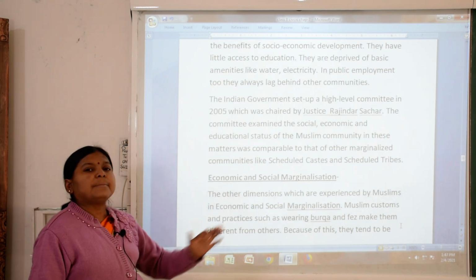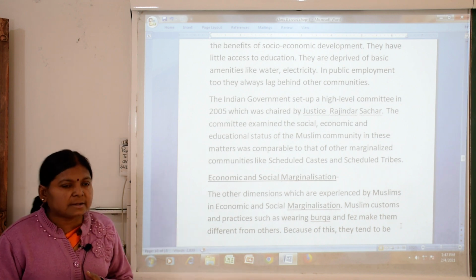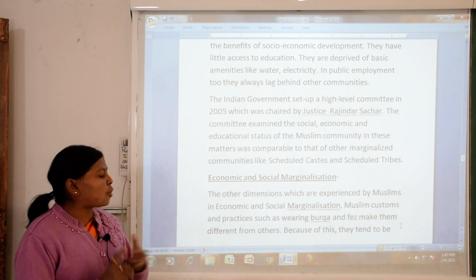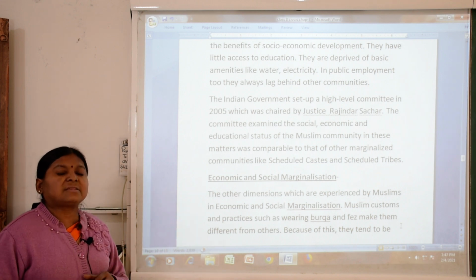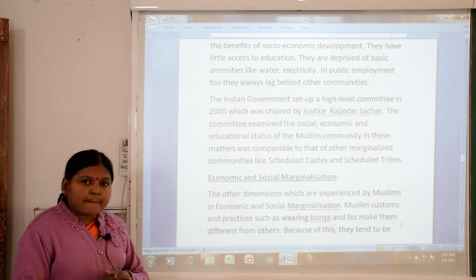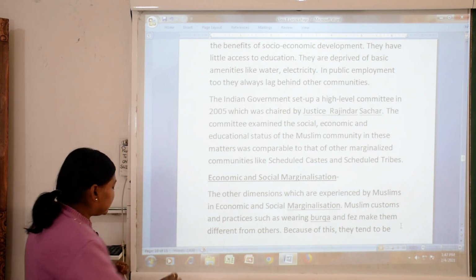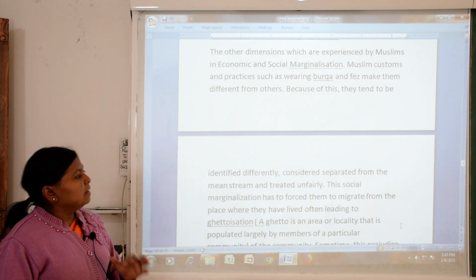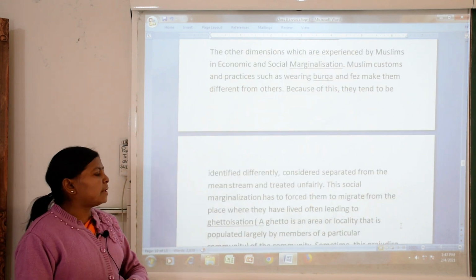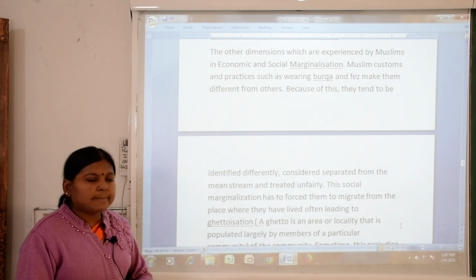Economic and social marginalization. See, the other dimensions which were experienced by Muslims in economic and social marginalization: Muslim customs and practices, such as wearing the burqa, make them different from others. Because of this, they tend to be identified differently. Now, they are considered separate from the mainstream and treated unfairly.